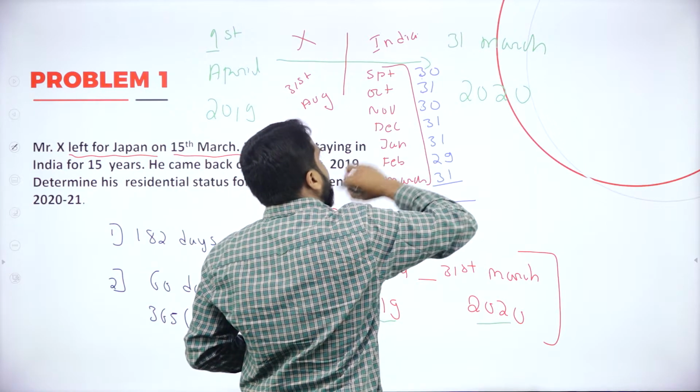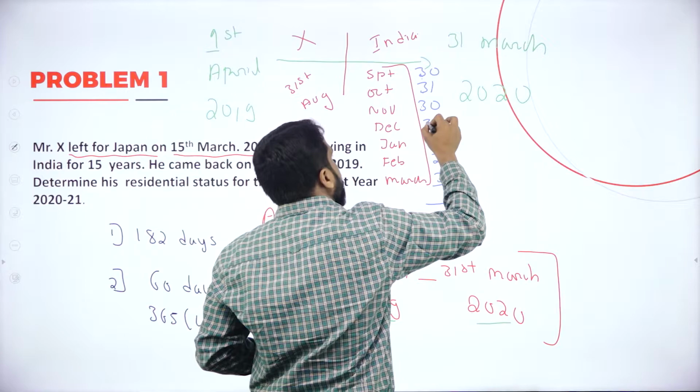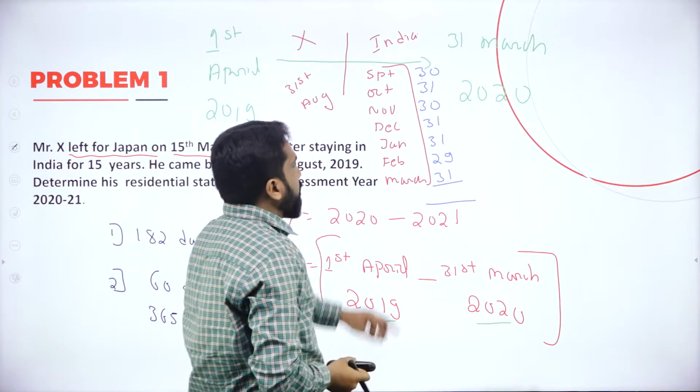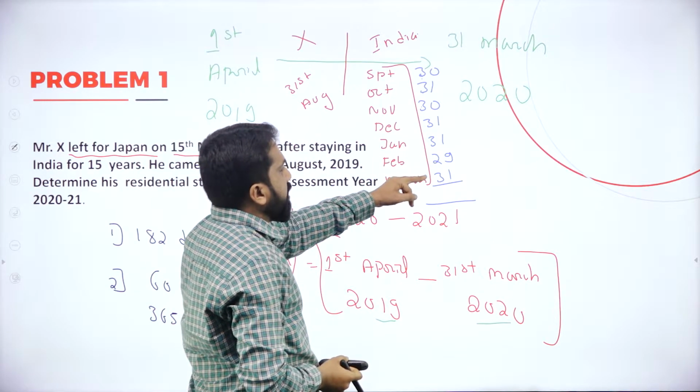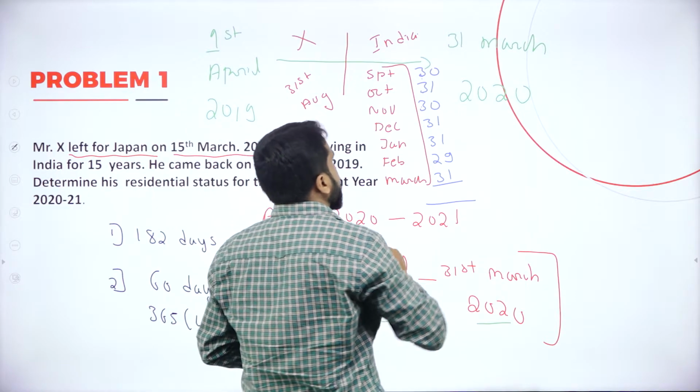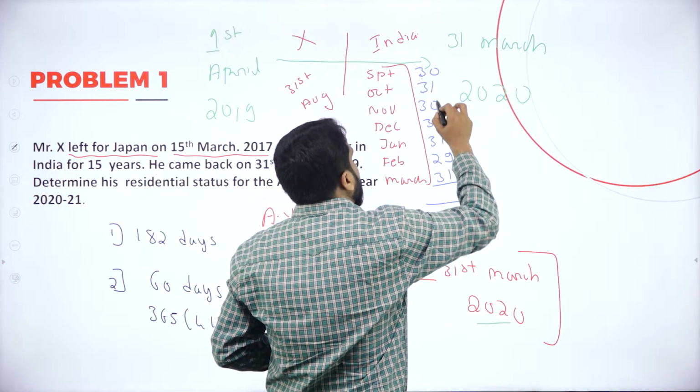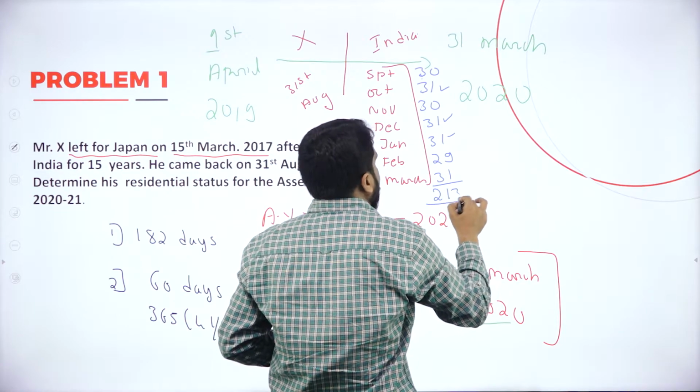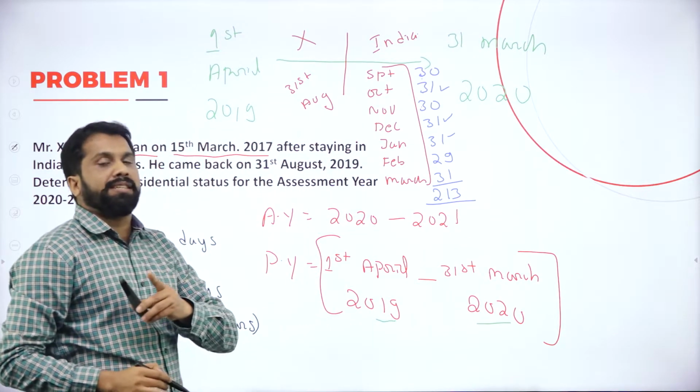30, 60, 90 days and 120, 150 and 180, 210. Again after that 211, 212, 213. So 213 days he was in India.